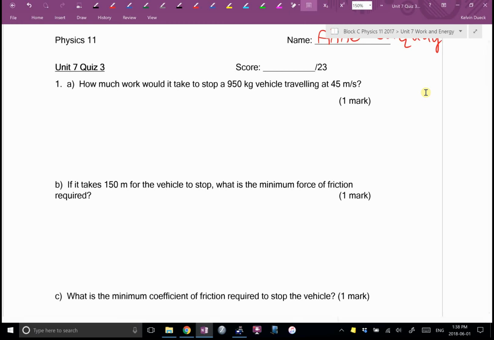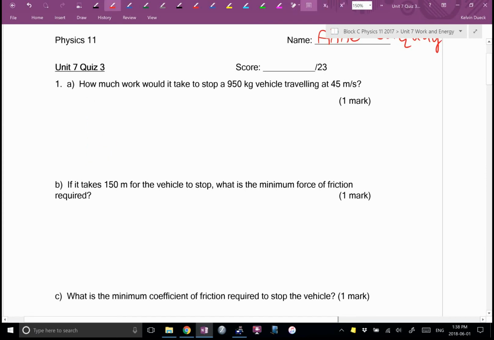Cole, what's 1A asking me to find? Thank you. It took you a while. You're back with me. I'm going to be picking on you for quite a bit here. So my first thought would be, don't write this down, to go force times distance. Cole, do you see a force in this question? You see a distance in this question? Okay, my next thought would be, well, maybe it's the area under a force versus distance graph. Do you see a force or a distance graph?